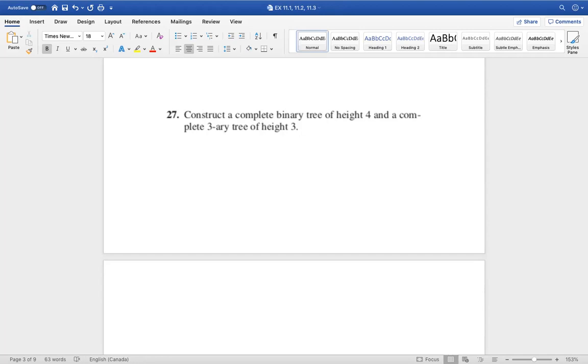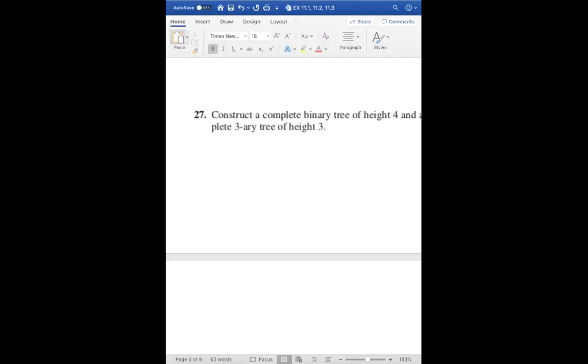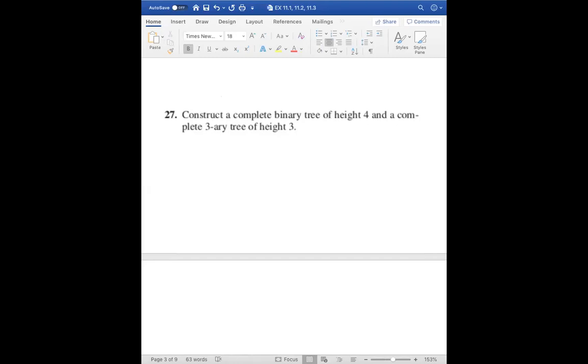Let me just stretch. So, are you able to see the paint?